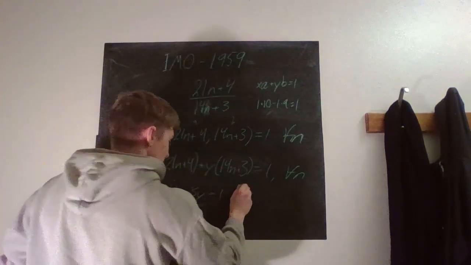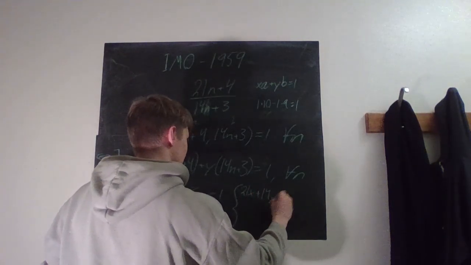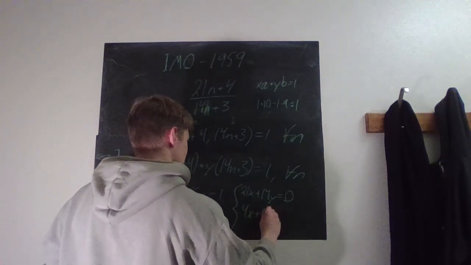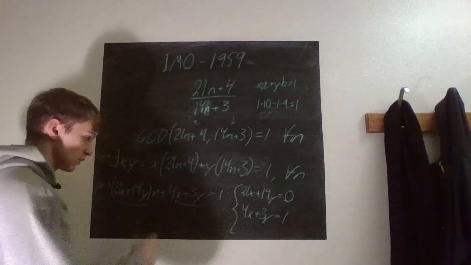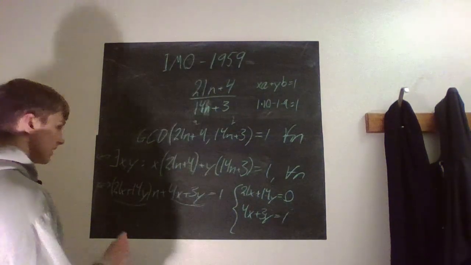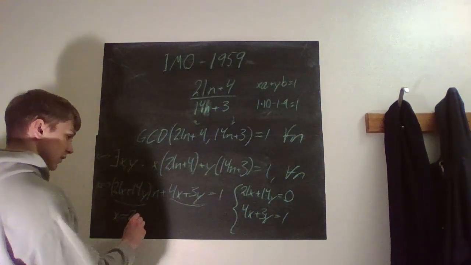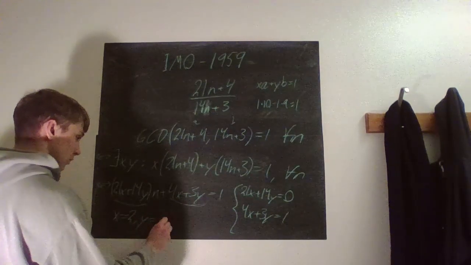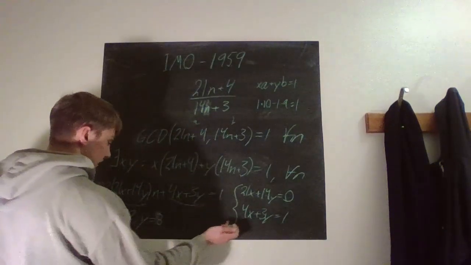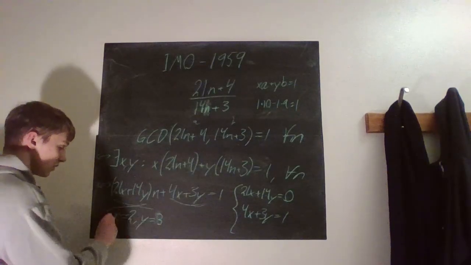So therefore, we get the system of equations that 21x plus 14y is equal to 0, and 4x plus 3y is equal to 1. And if you solve this system of equations by Gauss elimination, you will see that x being equal to minus 2, and y being equal to 3 works wonders. Yes, I think that's the right one, because then you get minus 8 plus 9, which is 1. So yes, this is the solution you get.